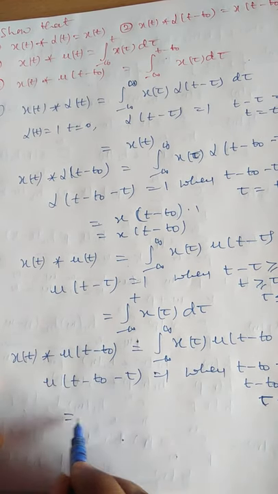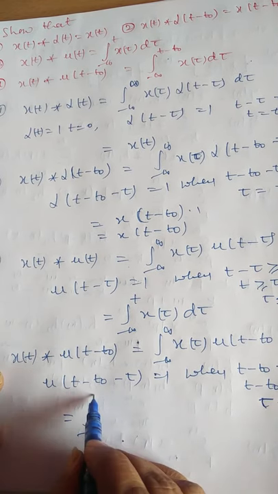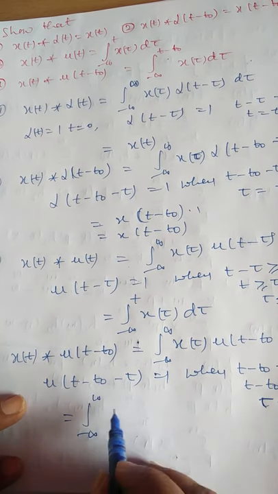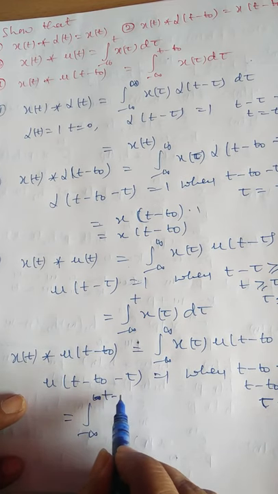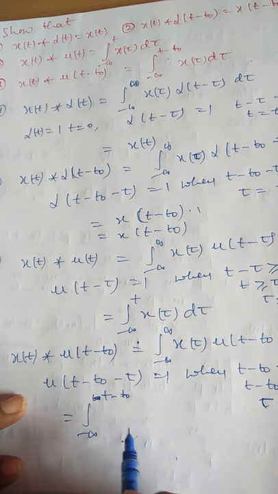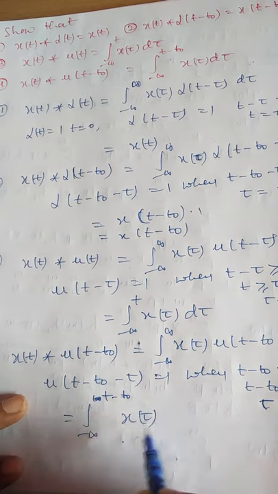Hence, we can write the integral from minus infinity to, sorry, the tau upper limit is t minus t naught, of x of tau d tau.